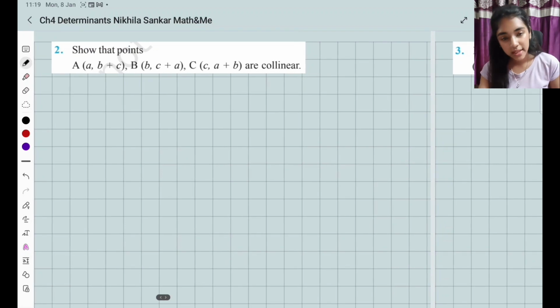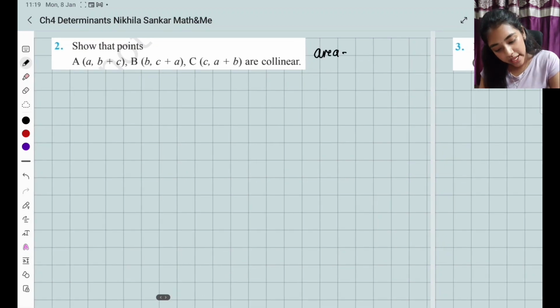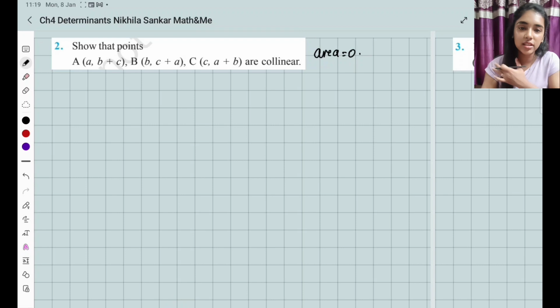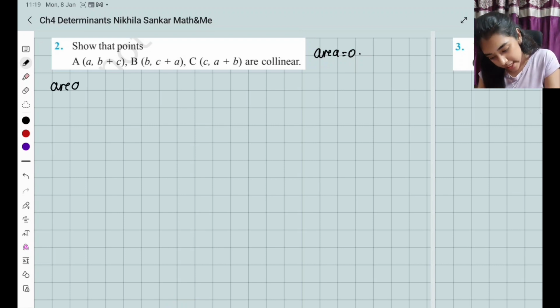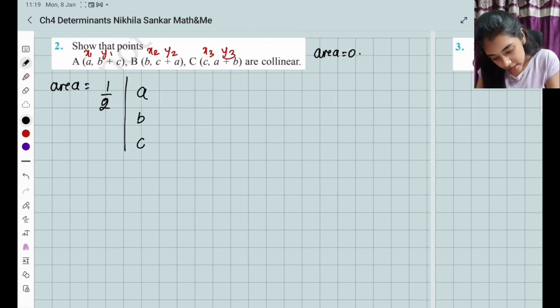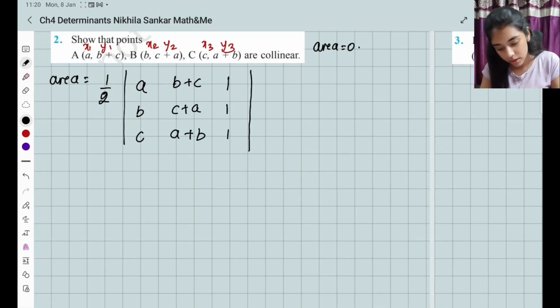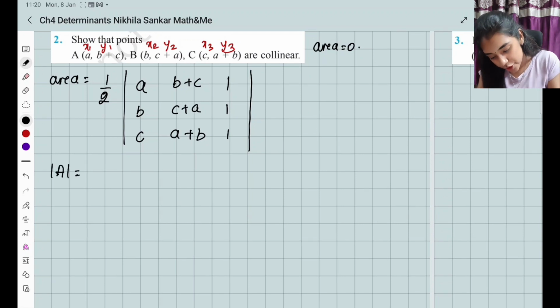Question number 2. Show that the points are collinear. அப்படினா என்ன அர்த்தம்? Area is going to be 0. So you have to prove that the determinant is going to be a 0. So area equals half times determinant is going to be, let me write x1 y1, x2 y2, x3 y3. So this is going to be a, b, c. Next column la b plus c, c plus a plus b, 1 1 1. Okay. So determinant of a is going to be, so this is A11, A12, A13, A23, A33.